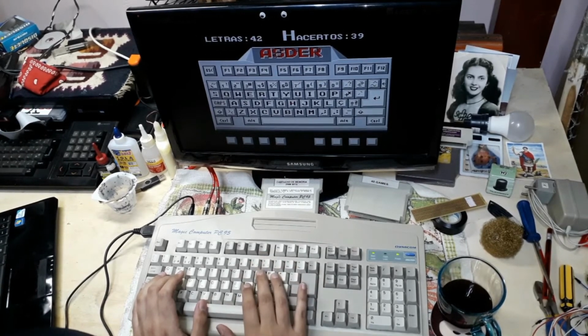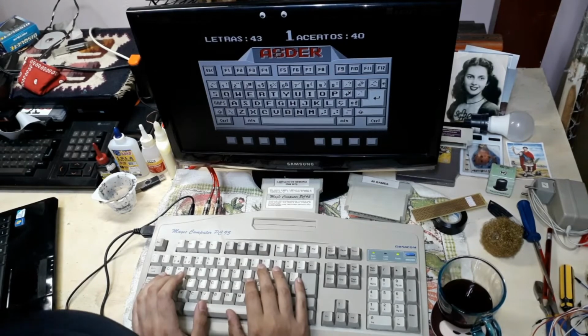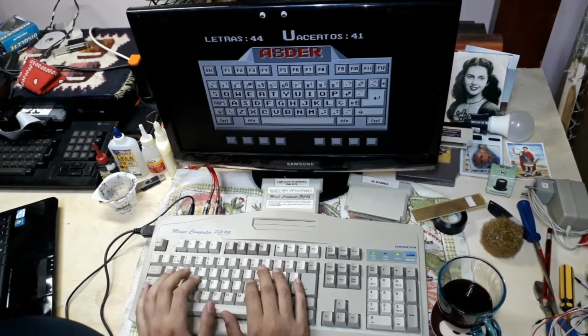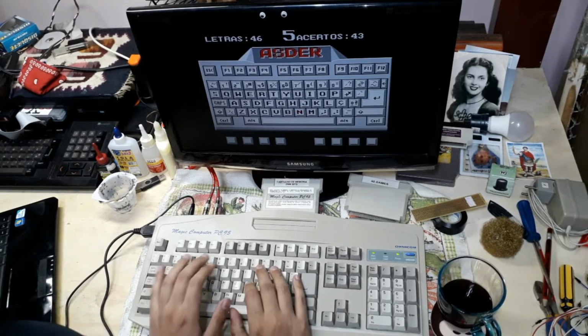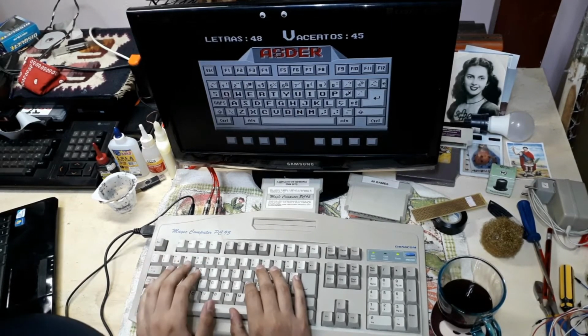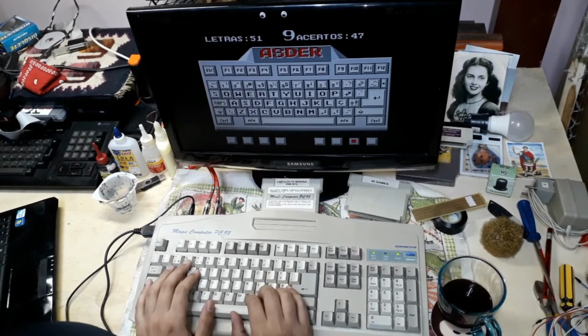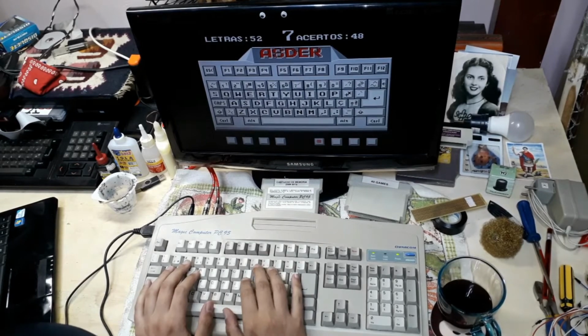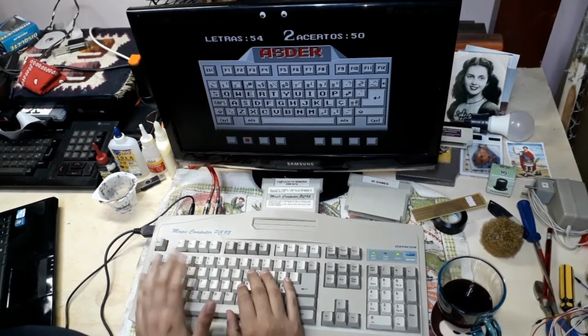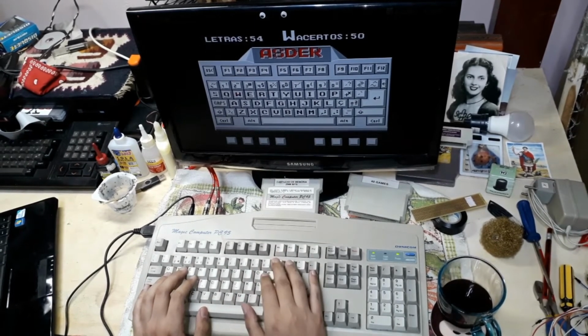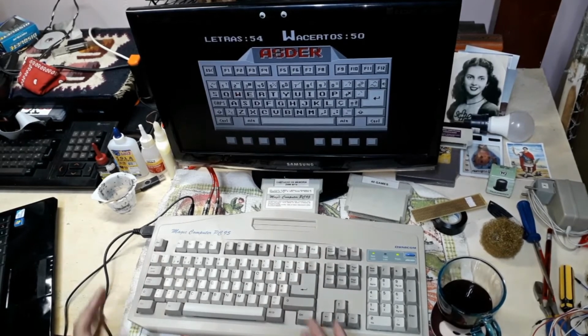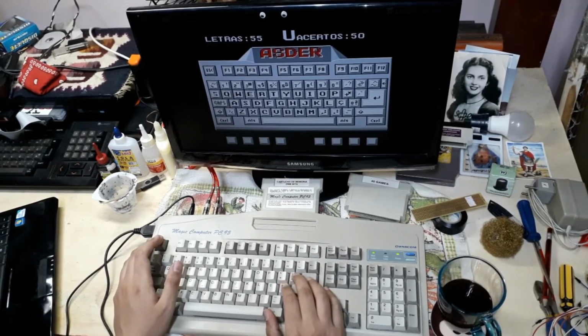I don't think it has some kind of timer. When will this end? I don't know. I'm bored. At least the keyboard layout is more or less standard.